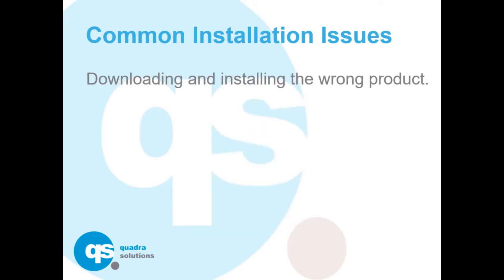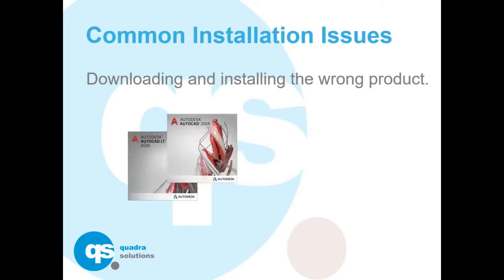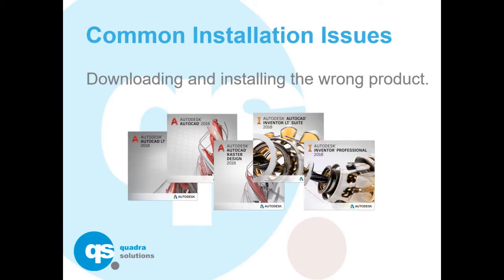Another common issue is downloading the wrong product. We can see all the graphics, the imagery for the products can be very similar. You've got 3 with the red A there, all looking like AutoCAD, but you've actually got AutoCAD LT, AutoCAD 2018, and you've got AutoCAD Raster Design. Similarly with the Inventor logos and imagery, there's a lot of similarities between different products, but make sure you download the correct product for the license that you've purchased.